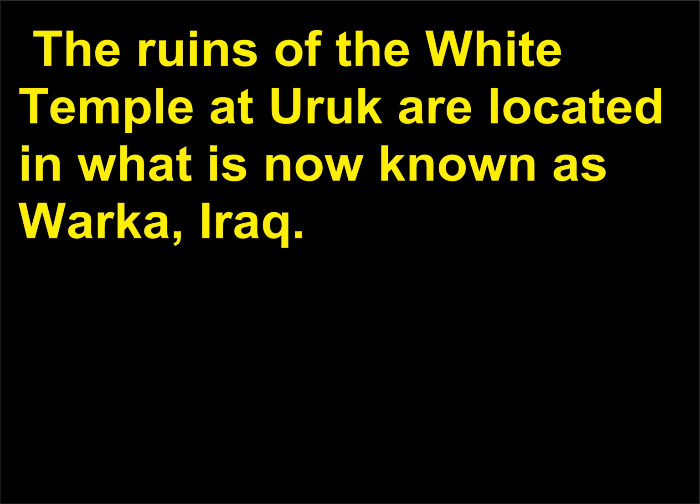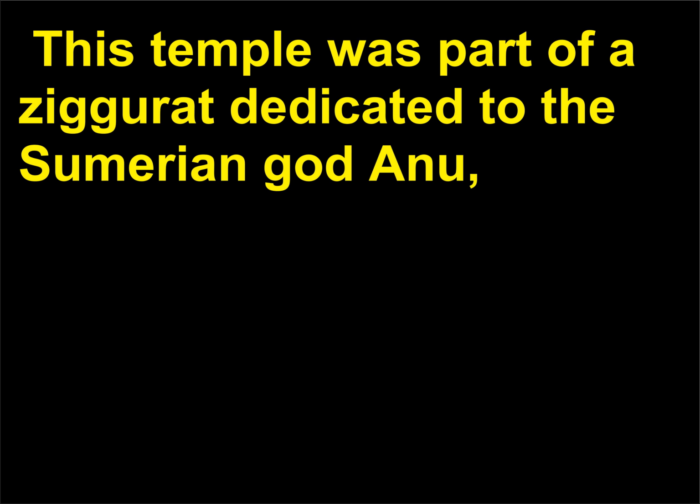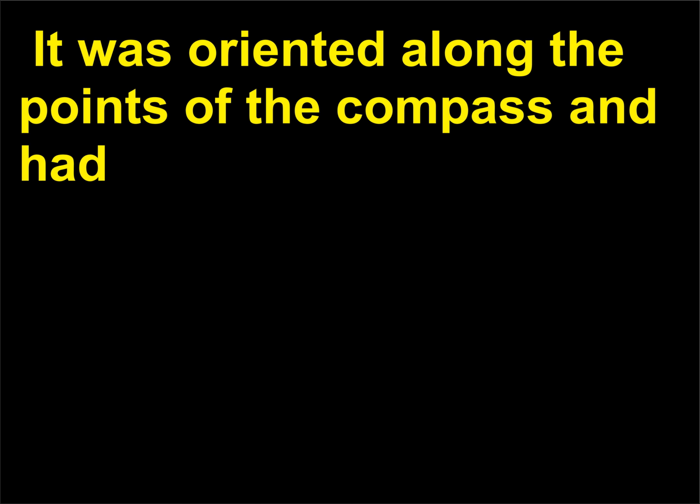The ruins of the White Temple at Uruk are located in what is now known as Warka, Iraq. This temple was part of a ziggurat dedicated to the Sumerian god Anu, and housed statues of gods, goddesses, and temple patrons. It was oriented along the points of the compass and had a central chamber with an altar for religious rituals.